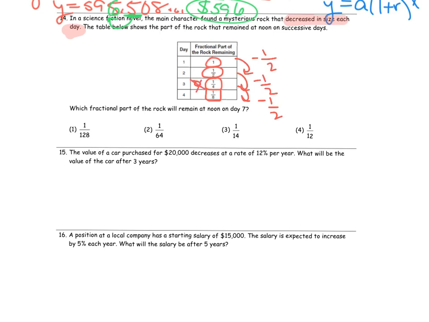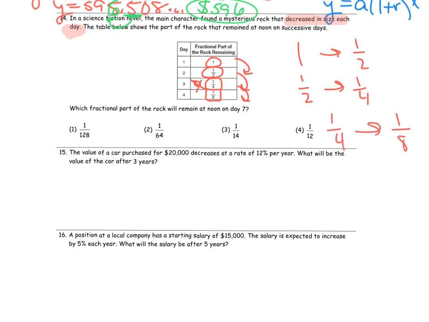So what are we actually multiplying by? What is each value being multiplied by? How did I get from 1 to a half? How do I get from a half to a 1/4? And how do I get from 1/4 to 1/8? What am I multiplying by each time?